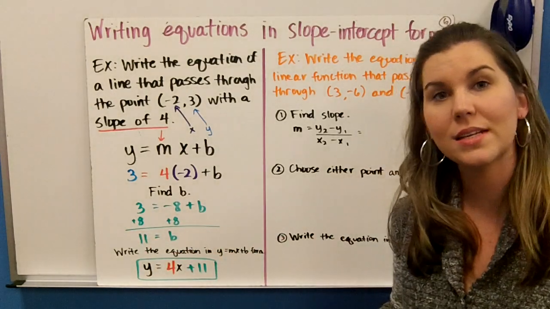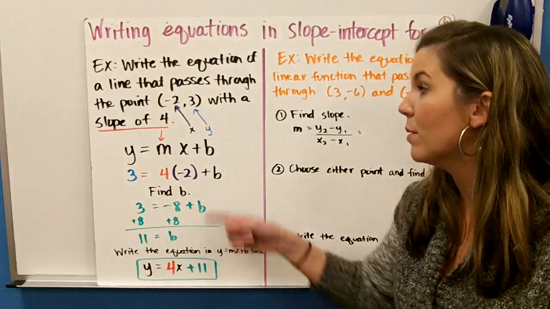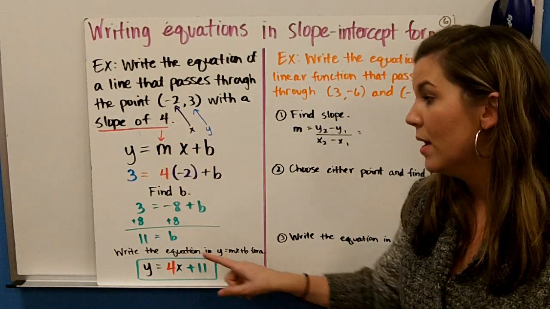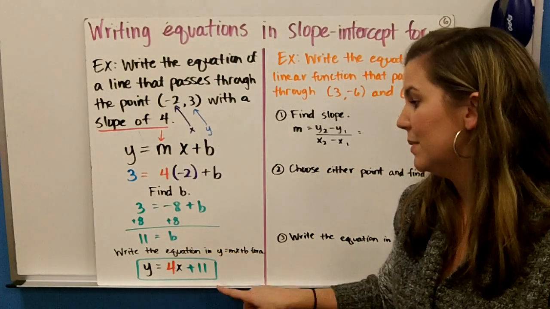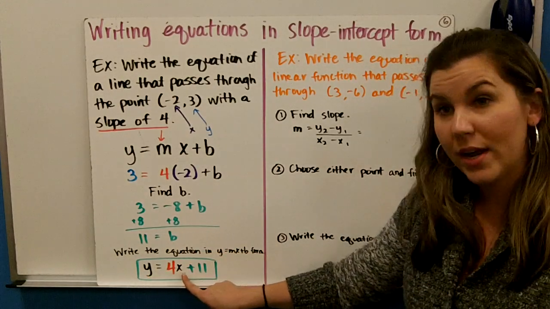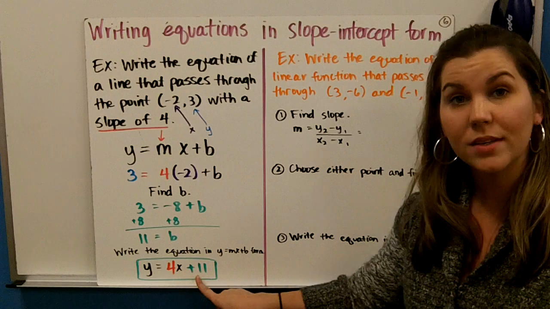Now we have the two components that it takes to write an equation in slope-intercept form. We have the slope, it's 4, and we have b, that's the y-intercept, it's 11. So y equals 4x plus 11. Y equals mx plus b.